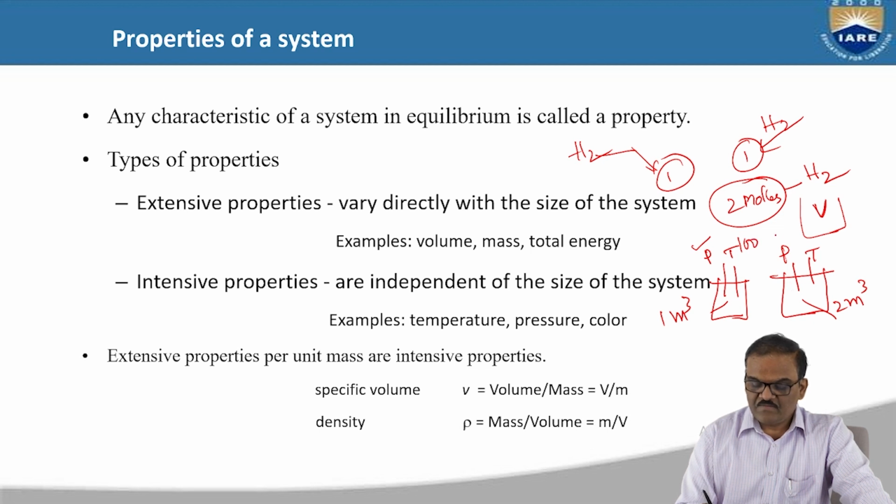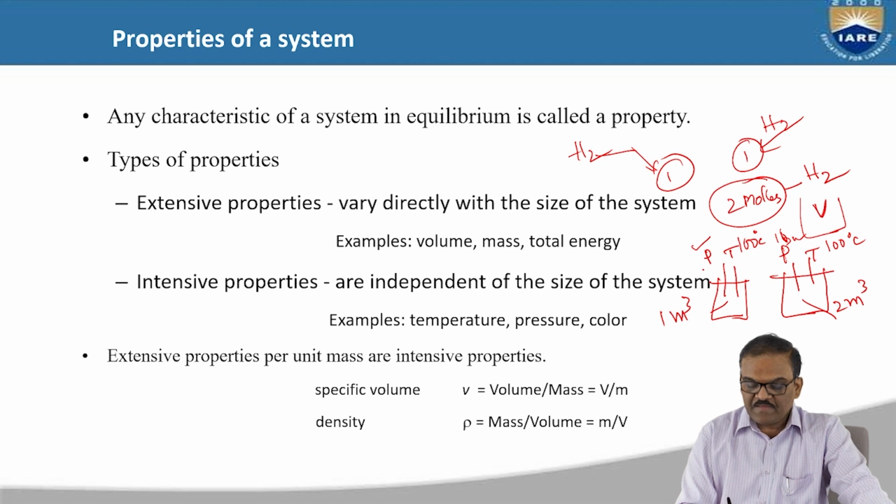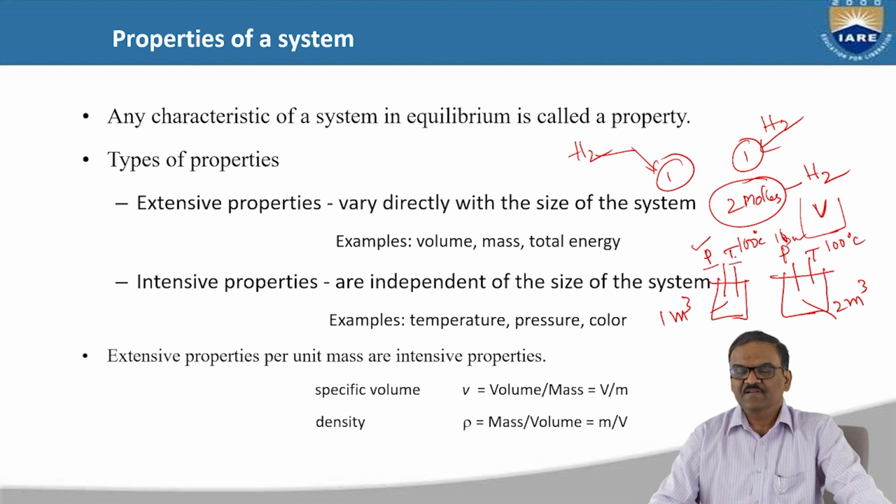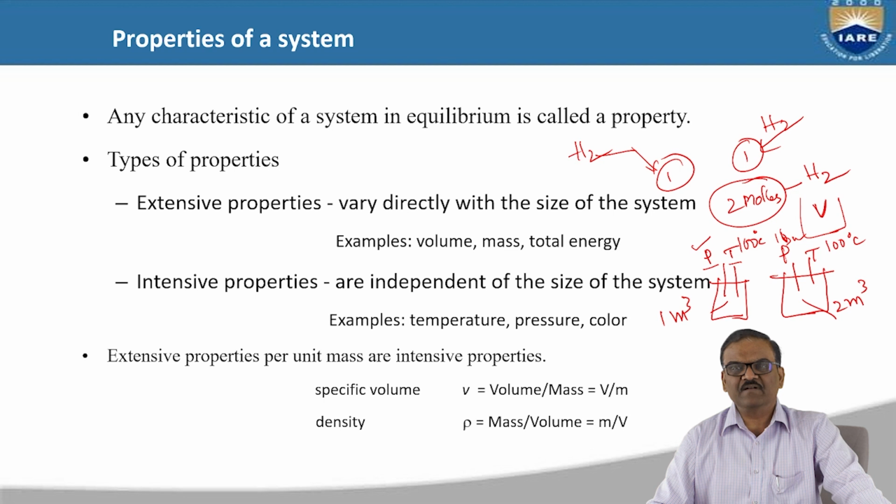here also it can have 1 bar and 100 degrees centigrade. So if you see, pressure and temperature are not dependent on the size of the system. It is independent of the system, and that is the property we call an intensive property.